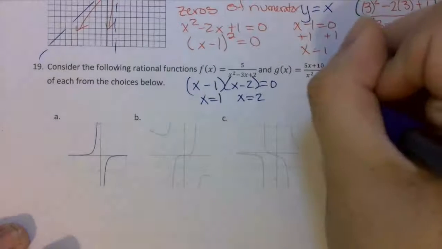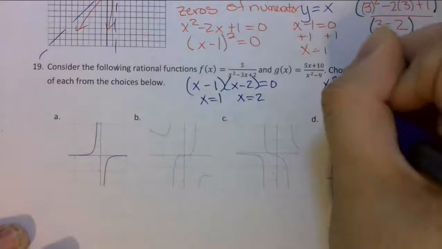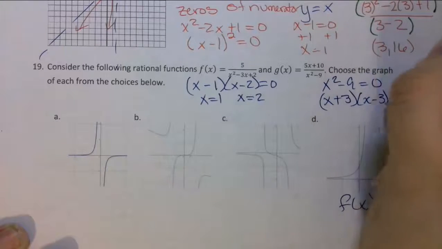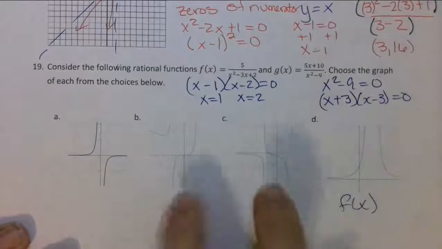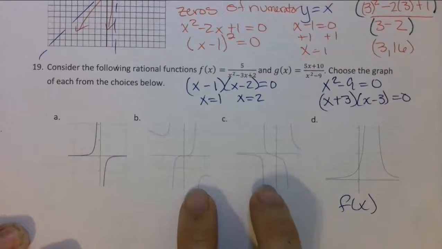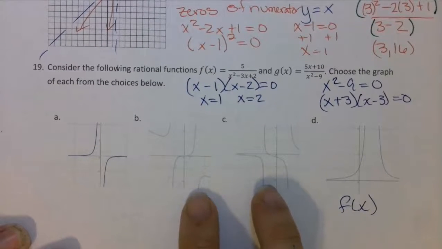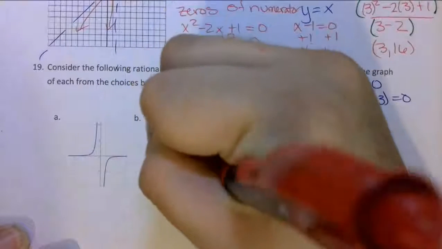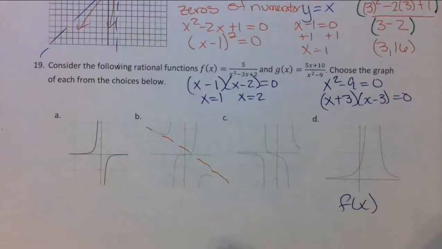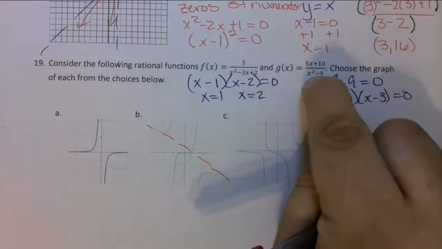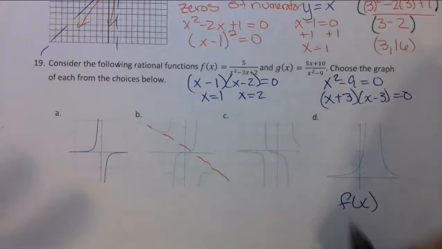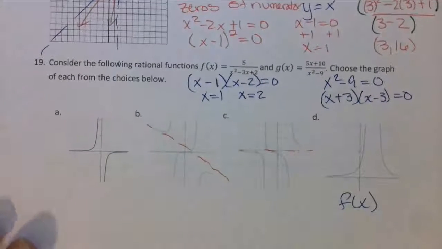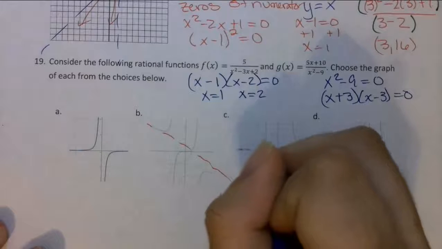For g, I want to take my denominator and set it equal to 0. It gives me x plus 3, x minus 3. So I know these are the only two that have asymptotes at 3 and negative 3. Notice, if I look at this one, it seems to have a horizontal asymptote. Remember that horizontal asymptotes happen when I don't have a higher exponent on the numerator than on the denominator. My higher exponent is on the denominator, so I don't have a slant asymptote. My asymptote is actually at y equals 0, which C has. So g of x belongs to C.